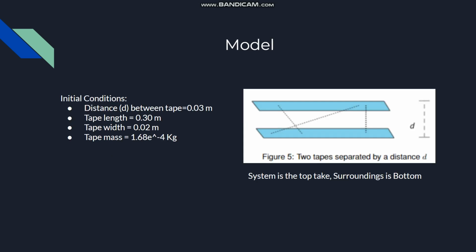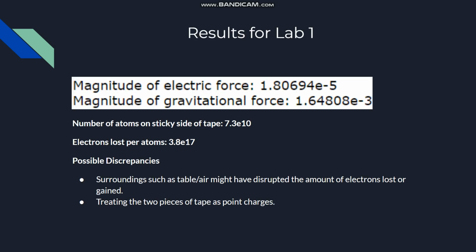So again, model, same thing as Lab 1, same dimensions, same mass. The only thing different is we're going to have some experiment with coding. And just to remind you of the results for Lab 1, magnitude of electric force was 1.8 times 10 to the negative 5. Magnitude of the gravitational force was 1.6 times 10 to the negative 3. All these numbers here are just, again, from our Lab 1. They're not necessarily relevant to this lab.